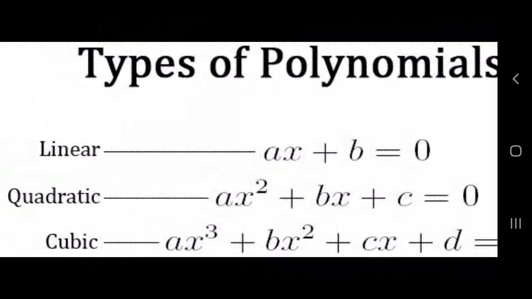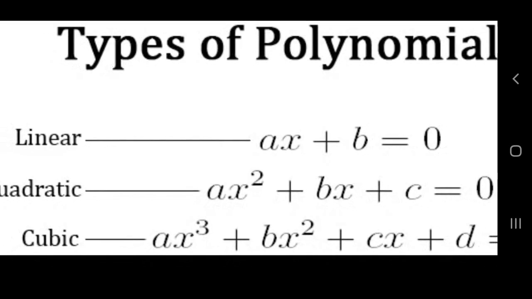General form of the polynomials, that is linear polynomial. Its general form is ax plus b. See here, maximum exponent is 1, ax plus b. Linear polynomial ax plus b equal to 0 is the linear polynomial equation. We can write ax plus b.